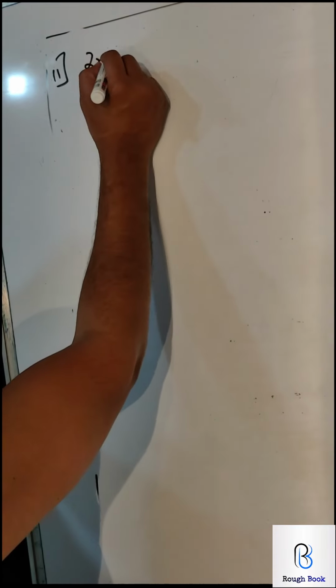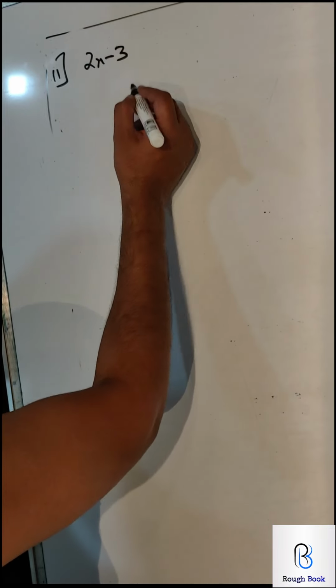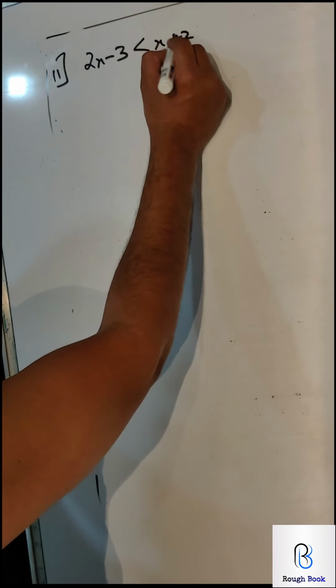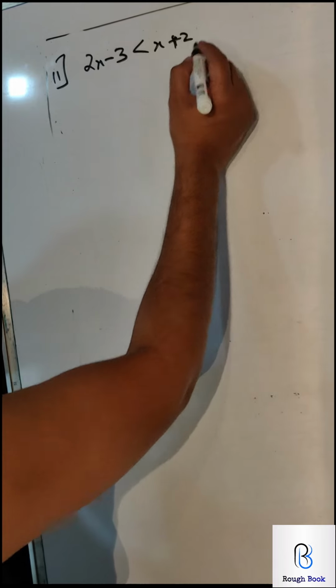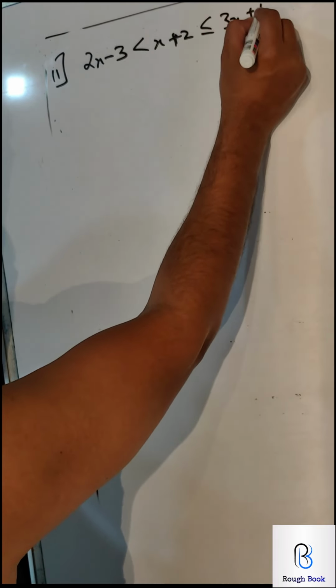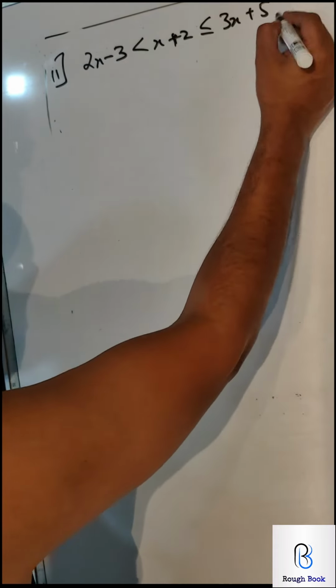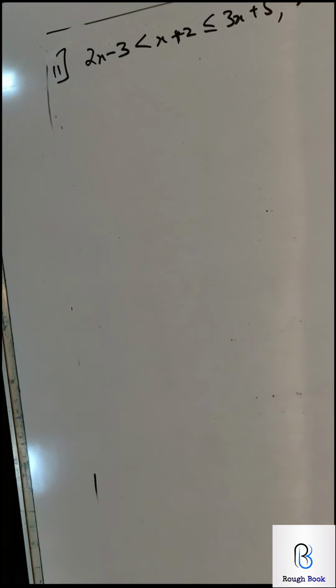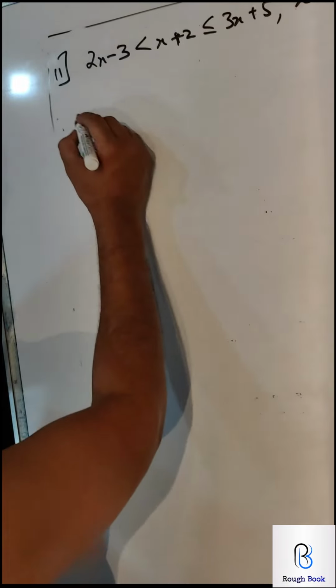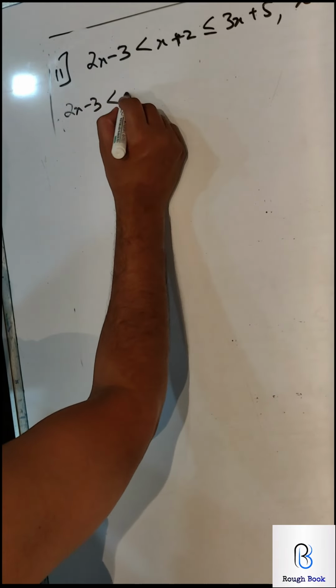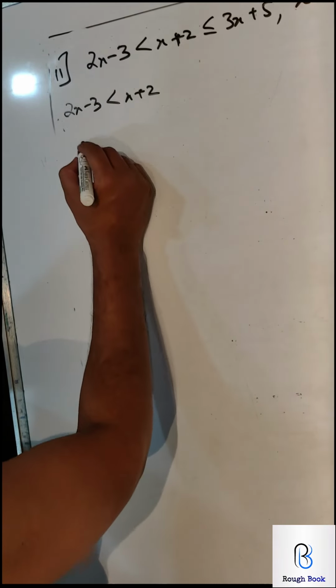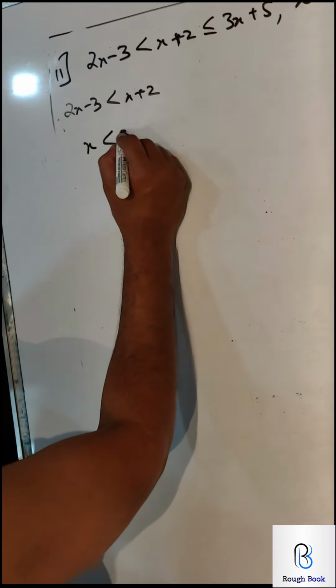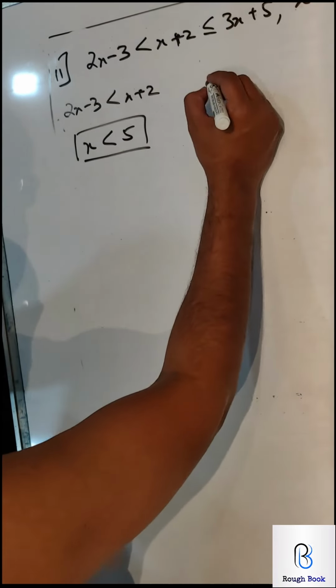11 says 2x minus 3 less than x plus 2 less than equal to 3x plus 5, and x belongs to R again. So this is a simple question because you don't have any denominators. So you take the first and second, 2x minus 3 less than equal to x plus 2. So x coming here, I just get x, 3 going there, so straight away I got the first part.